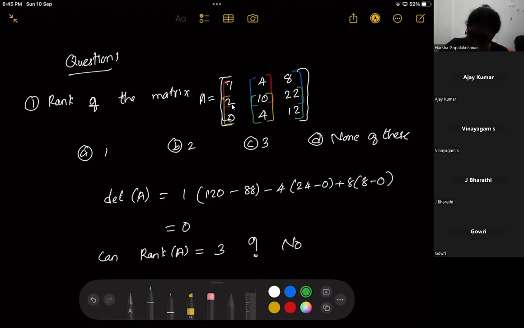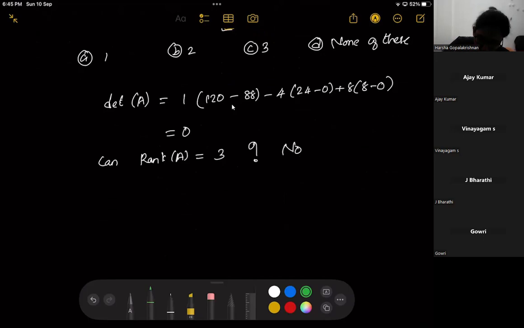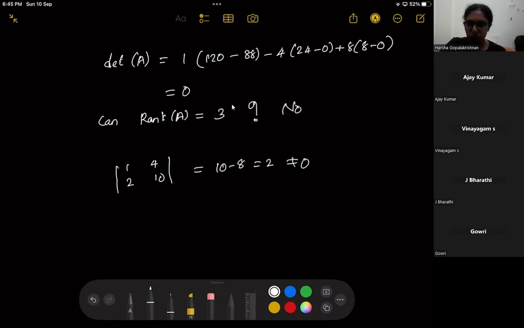First we will take the submatrix 1, 4, 2, 10. Its determinant is 10 minus 8, which equals 2, not equal to 0. So we got a 2 by 2 matrix within A which has a non-zero determinant. So the rank of A equals 2. Answer B is the correct option.